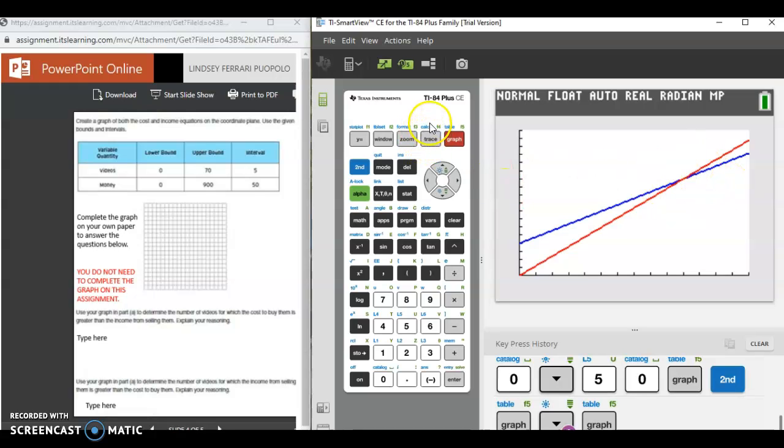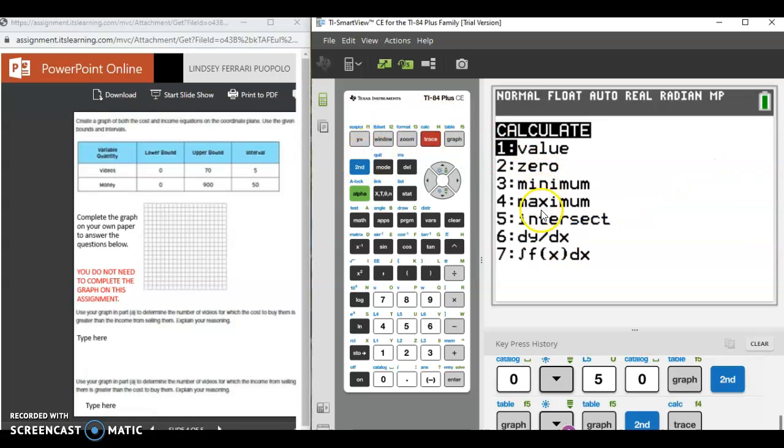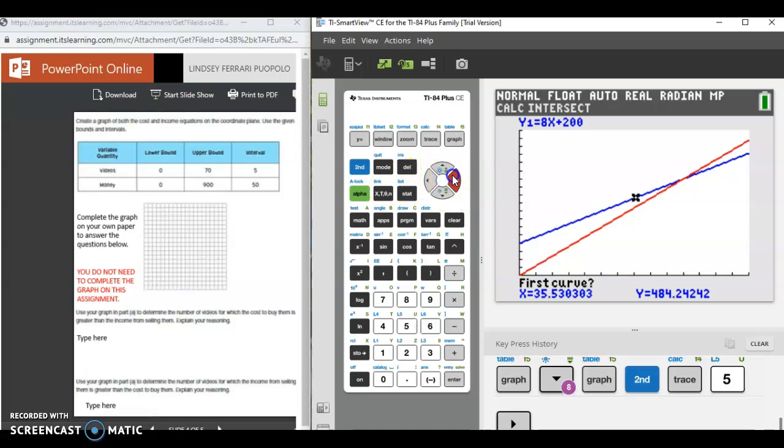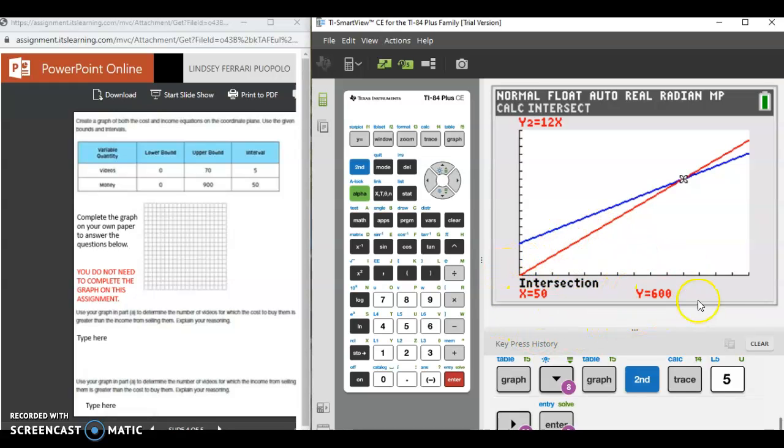So above trace in blue is calc. So I'm going to press second, trace, and number 5 is intersect. Number 5. You're now going to move your cursor, this little blinky guy, over to the intersection. Another name for intersection is break-even point. We talked about that in class. I'm going to press enter 3 times. Enter, enter, enter. At the bottom of your screen, you see the intersection of 50 and 600. So that's the information you're going to use to answer the rest of the classwork.